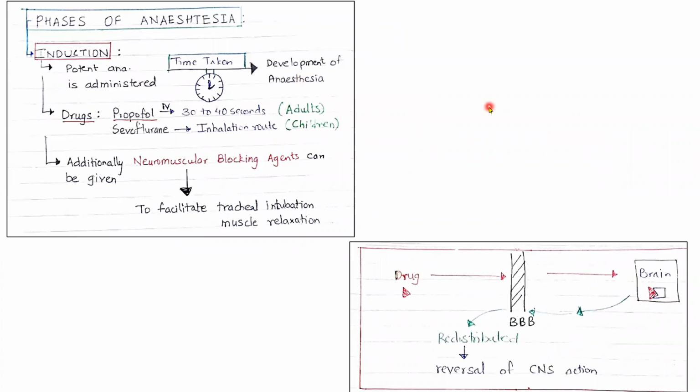Now phases of anesthesia is more concerned with administration of the agent. When I talk about administration of the anesthetic agent, there are three phases. One is induction, second is maintenance, and third is reversal phase. As their name indicates, in the induction phase you administer the anesthetic agent and the anesthesia is induced. In the maintenance phase, you have to maintain the patient in the anesthetized condition.